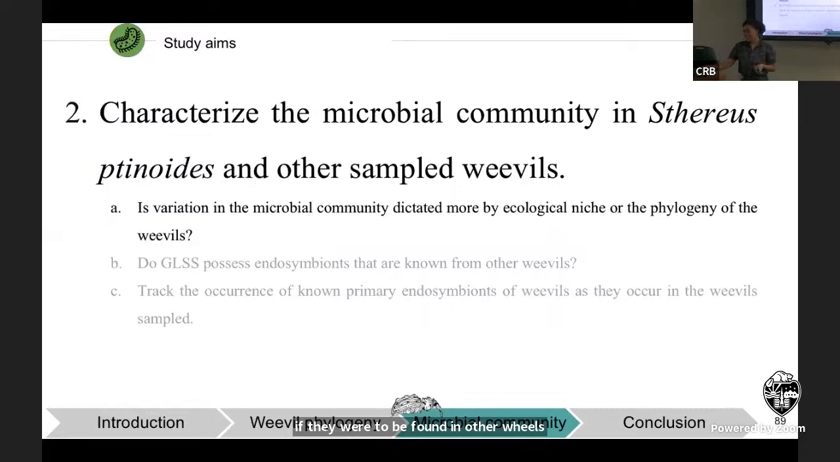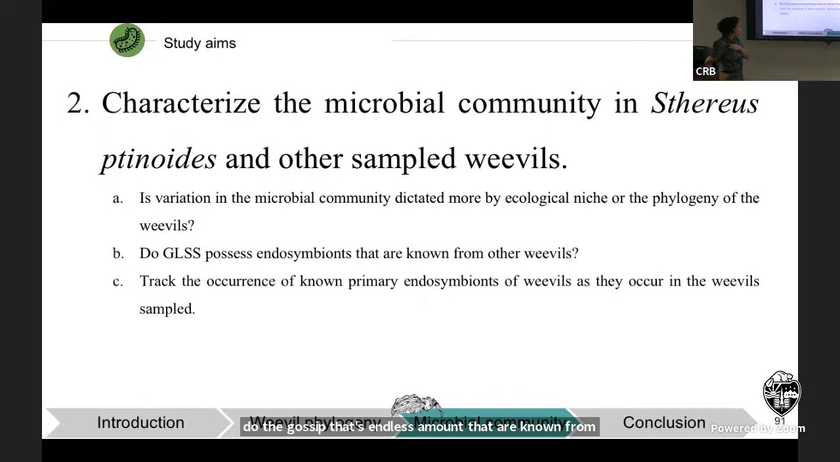Foreshadowing. So my study aims for this part of the project were to characterize the microbial community in Sterias Tenoides and other sample weevils. And I wanted to ask, is variation in the microbial community dictated more by ecological niche, so if we're thinking about the beach or the forest, or the phylogeny of the weevils? And then do the GLSS possess endosymbionts that are known from other weevils, like those primary endosymbionts I was talking about? And then I also wanted to track the occurrence of primary endosymbiontic weevils as they occur in the weevil sample.